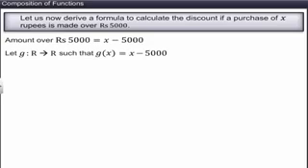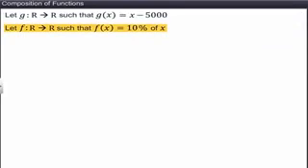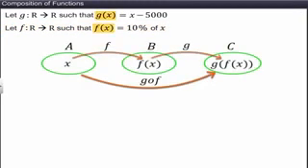And then, in the second step, we have to find the discount. Let us define a function f from R to R by f of x is equal to 10% of x. This function will help to find the discount that a customer gets on the amount exceeding 5,000 rupees. By combining functions f and g, the discount on a purchase of over 5,000 rupees can be calculated. This leads to the definition of composition of functions.